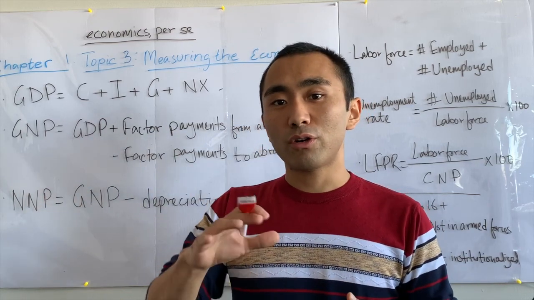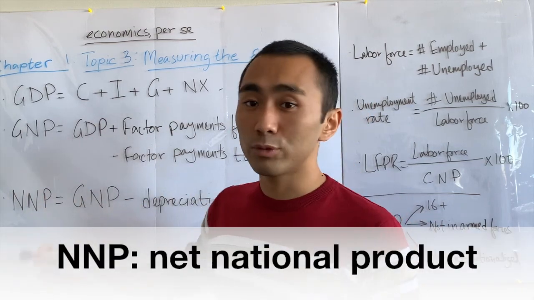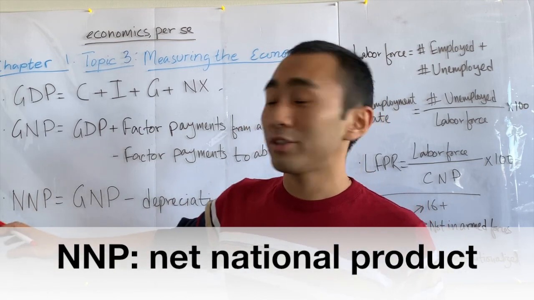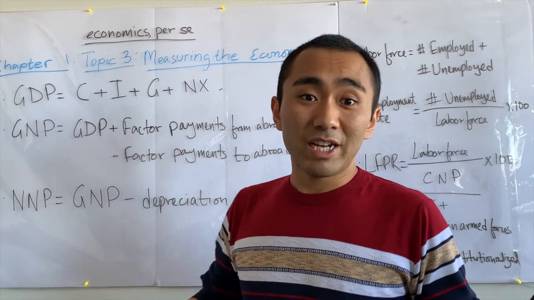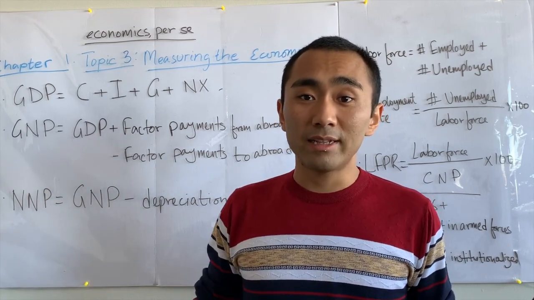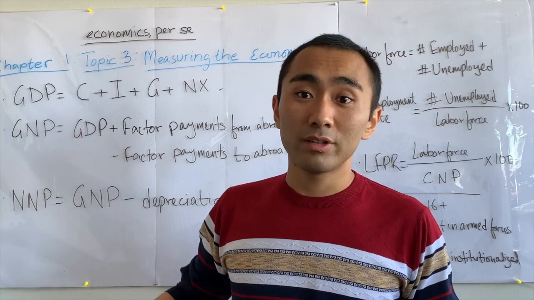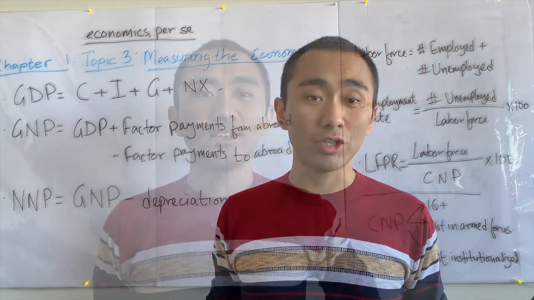There is something called the net national product as well. The net national product is equal to the GNP minus depreciation. National capital will depreciate and the net national product just adjusts GNP for depreciation.